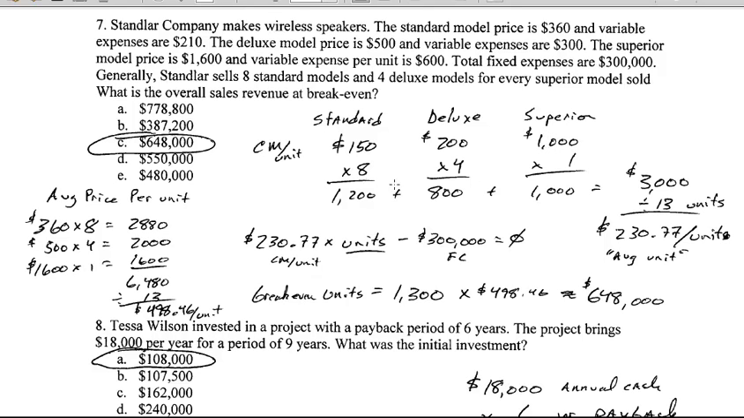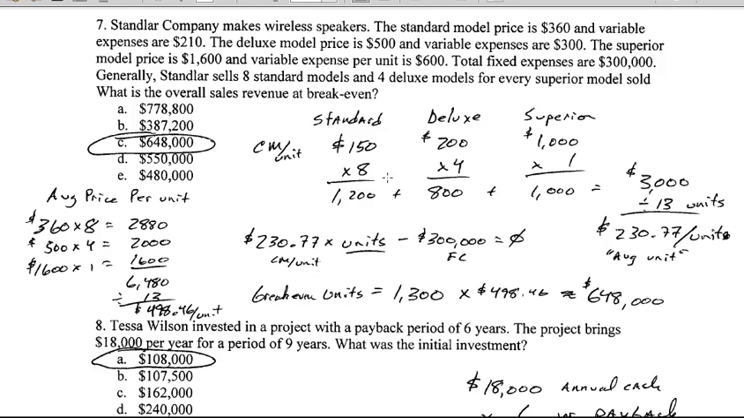And then what you can do is multiply it out basically by the number of units. So we sell 8 standard, 4 deluxe for every 1 superior. Multiply that out and then divide it by total number of units, and that gives you the weighted average contribution margin per unit. So multiply it all out, add them together, divide by total number of units.